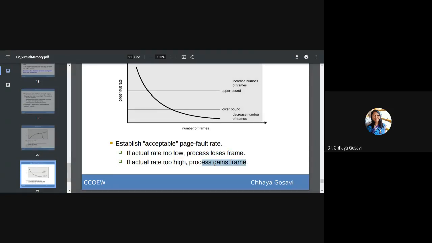So you should know the real meaning of these words. If the actual rate is low, meaning the page fault rate is low, you are not getting page faults. That means the process loses frames. How?